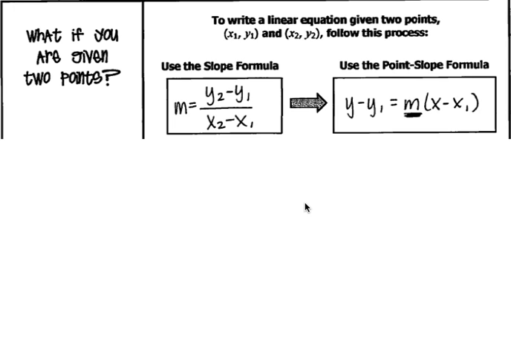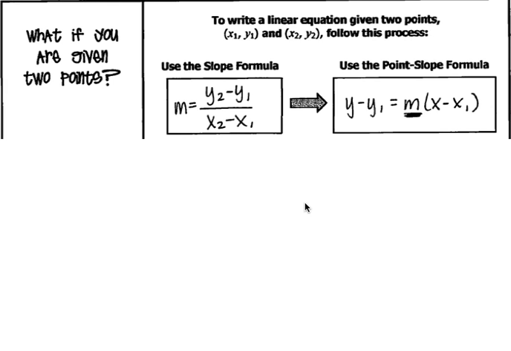We're going to look at how to use the point slope formula in relation to when you're given 2 points. So to write a linear equation given 2 points, you're going to follow this process. First of all, you have to use those 2 points to figure out what the slope is, because part of the point slope formula requires that you know what the slope is.